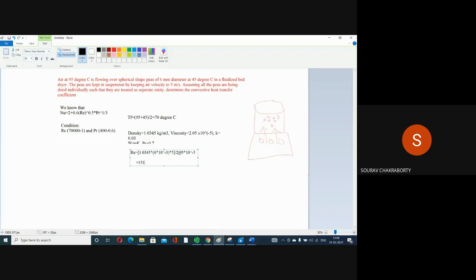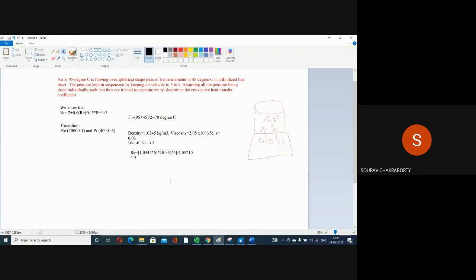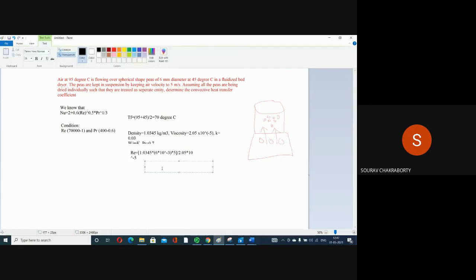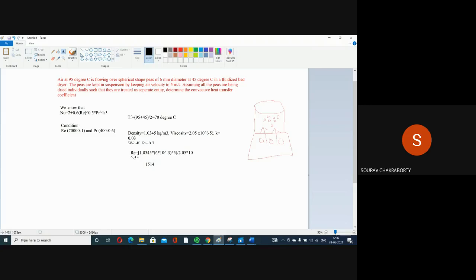We have seen the value is 1514. Okay, the Reynolds number is 1514. So the Reynolds number is in between this range. Definitely the condition is satisfied. That means we can utilize this equation.